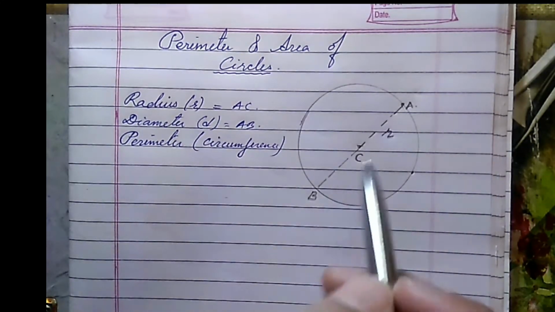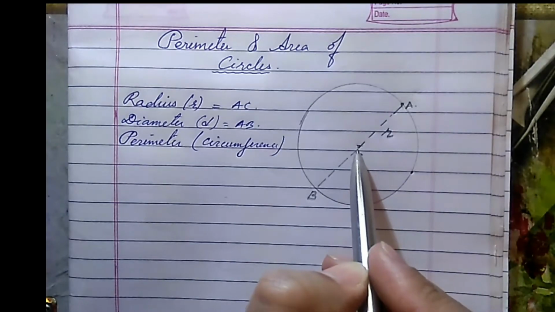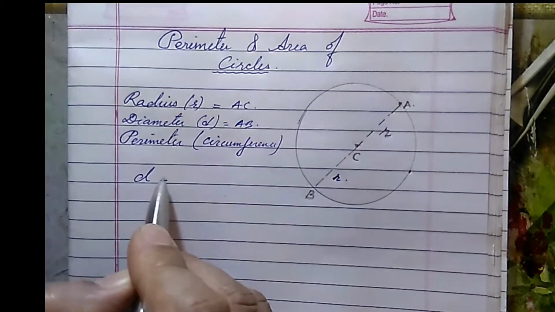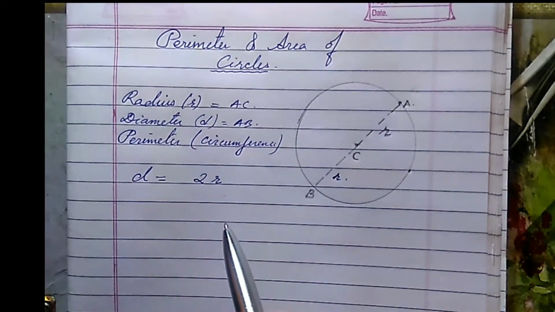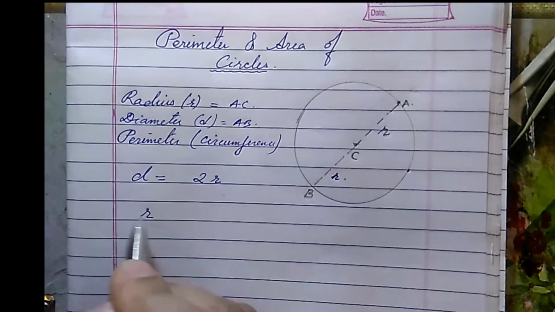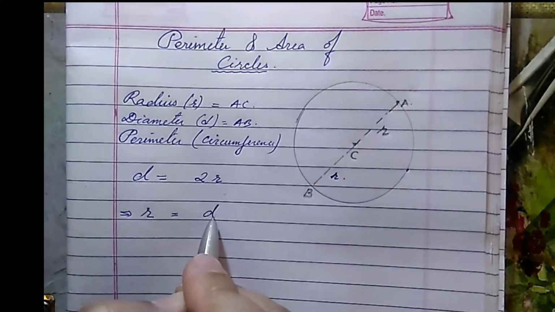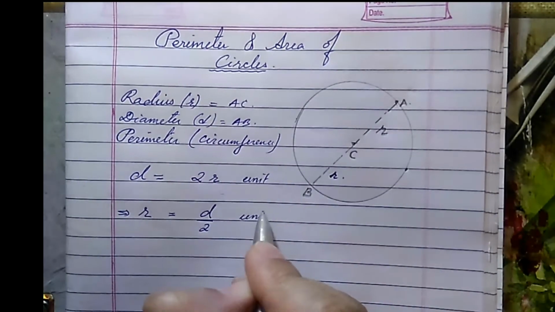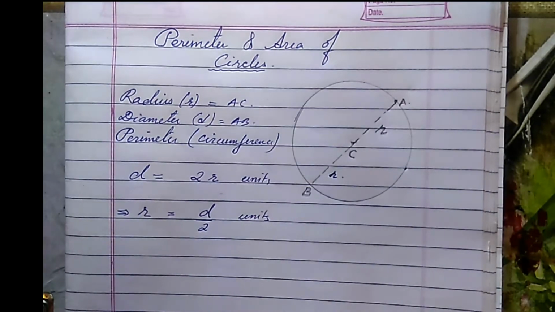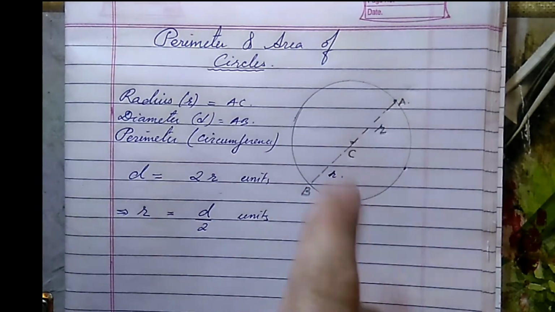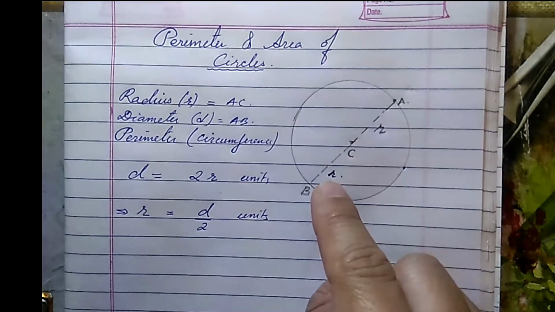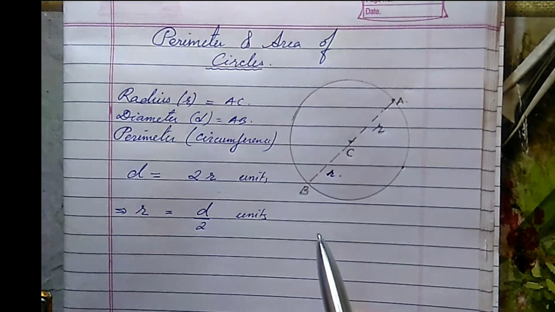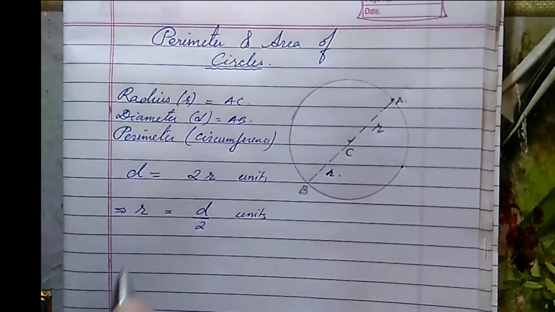Now, this distance is R, so distance BC is also R. Therefore, diameter D is twice the radius, or 2R, or we can say the radius R is half the diameter. This is in units, this is also in units. Okay. Now, when we draw a circle with certain radius and diameter, the diameter and the circumference always bear a constant ratio, no matter whatever be the radius or the diameter.